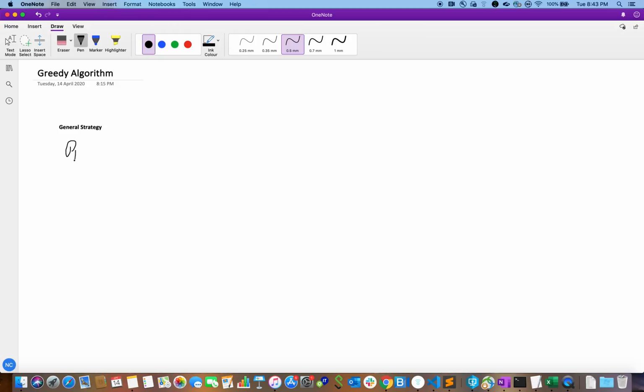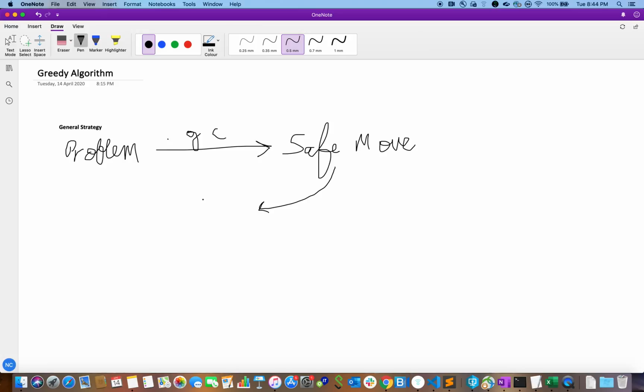Given a problem by a greedy choice, for the sake of brevity I will just write GC for the greedy choice, we need to find a safe move. And in order to build that safe move, we need to break the problem into subproblems. Let me write it down first, and I will explain a bit afterwards. And the subproblems cumulatively result in the original problem.